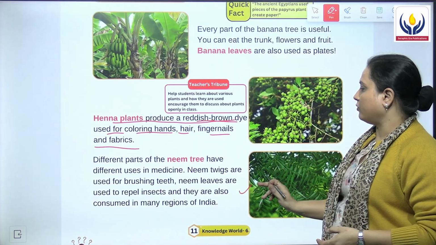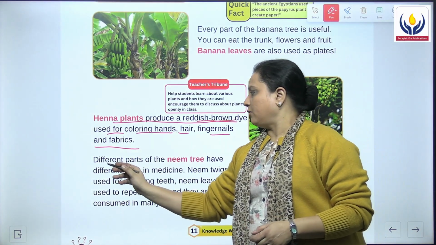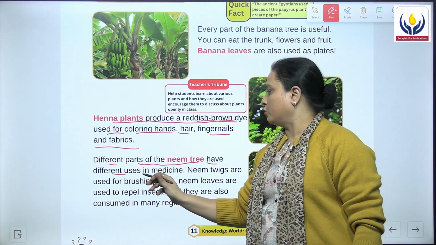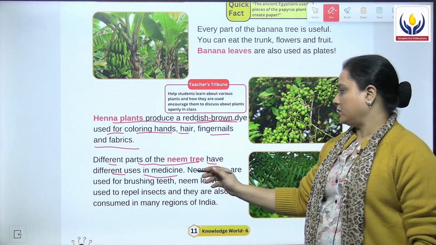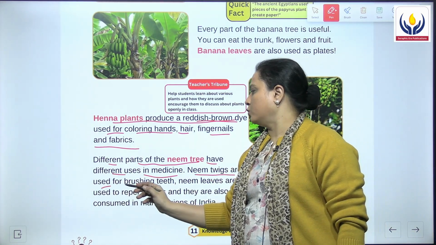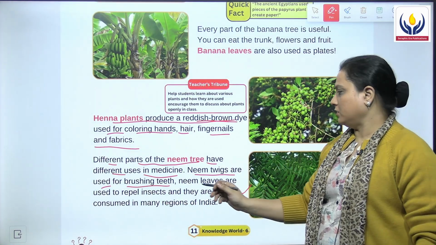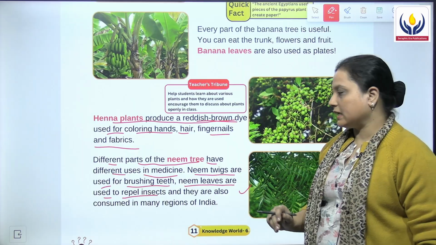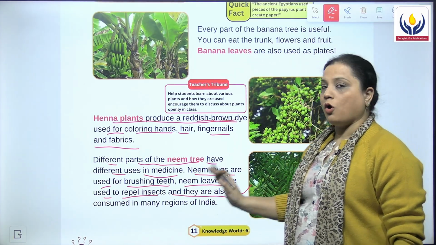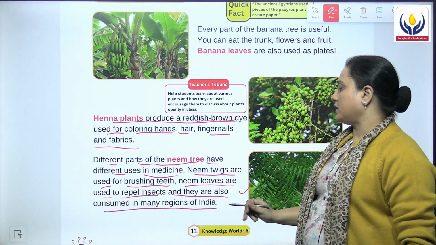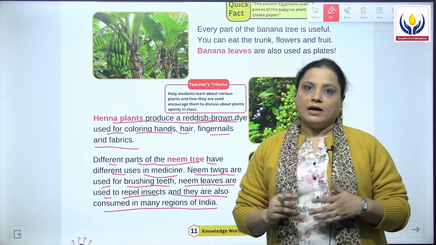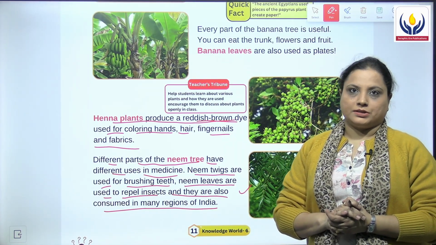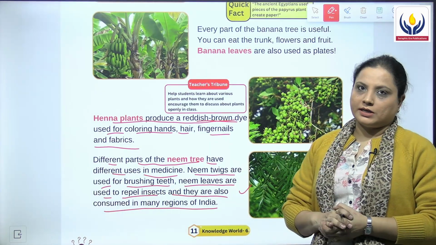Then next we have the neem tree. Different parts of the neem tree have different uses in medicine. Neem twigs are used for brushing teeth. Neem leaves are used to repel insects, and they are also consumed in many regions of India for medicinal purposes and for various other purposes. Let's now move to the next page.